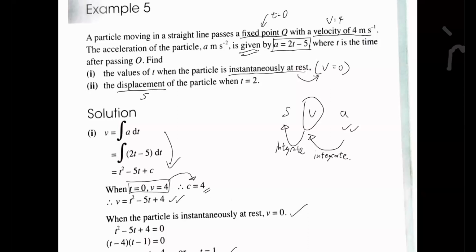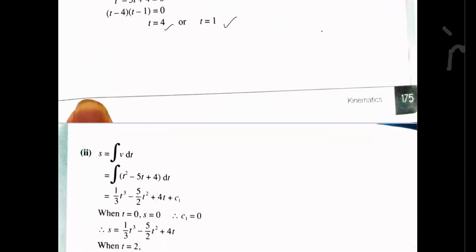Sub in. I think we have to assume s equal to 0 as well. S equals 0, t equals 0. Then you solve for the C. Then after you get the C.